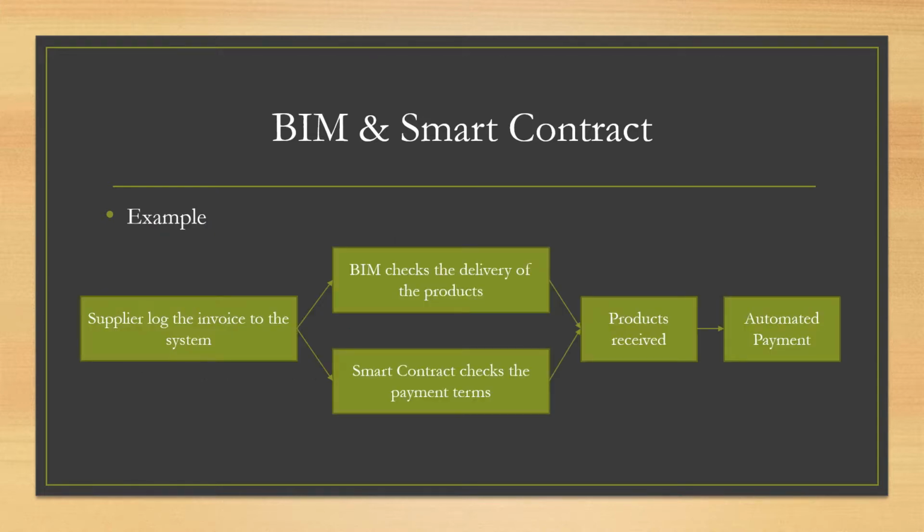Say for example, a supplier uploads the invoice to the smart contract system. Once the BIM model is updated with the receipt of the product, the smart contract system will verify the payment terms inside the contract and the funds will be automatically sent to the supplier.